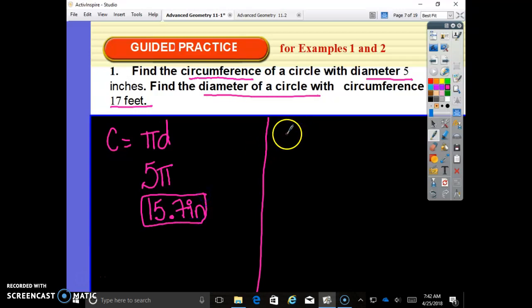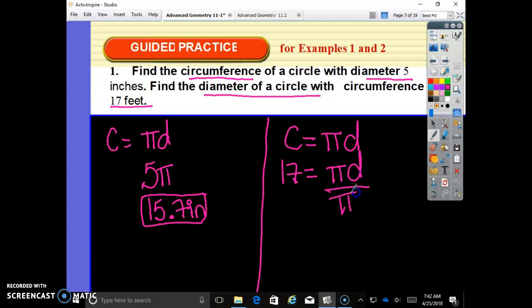Our next problem wants us to find the diameter of a circle with a given circumference. So circumference equals pi d. The circumference is 17 feet. 17 equals pi times the diameter. So divide by pi on both sides. 17 divided by pi is your diameter. 17 divided by pi equals 5.4 feet.